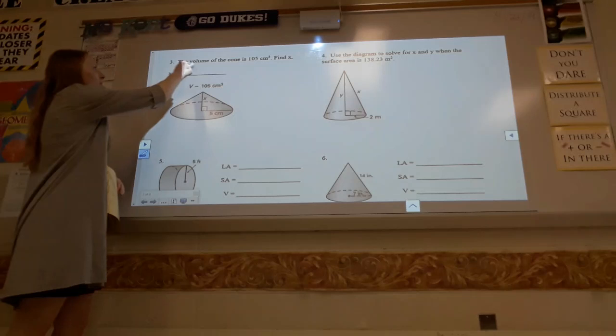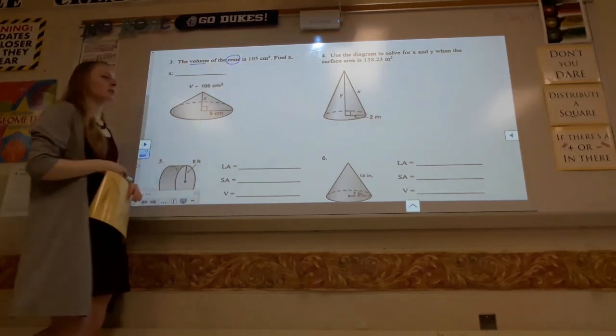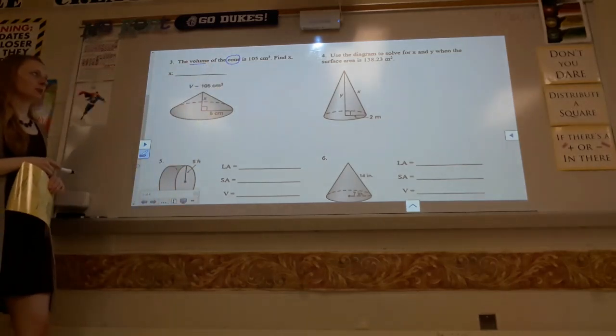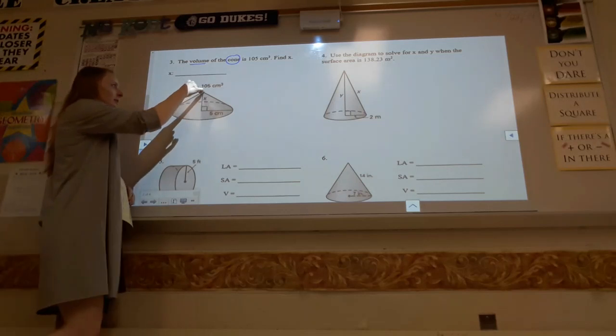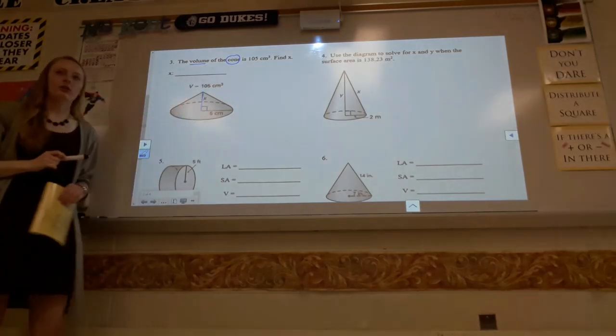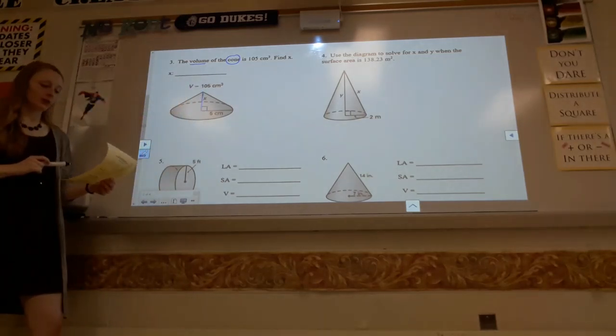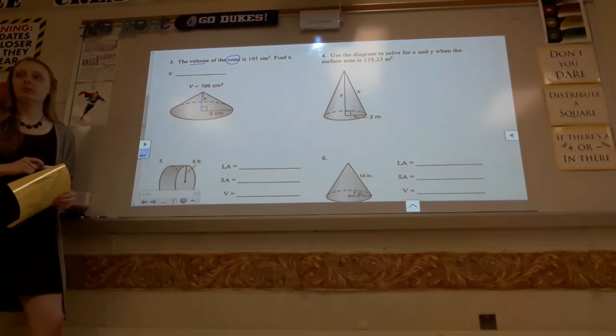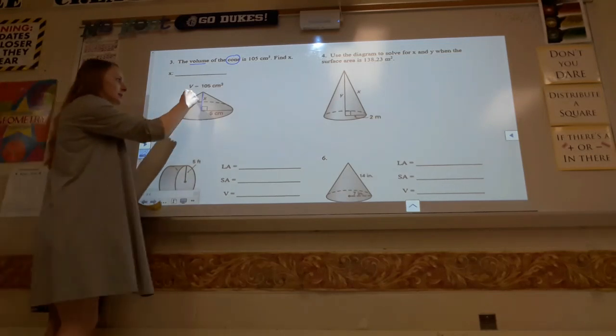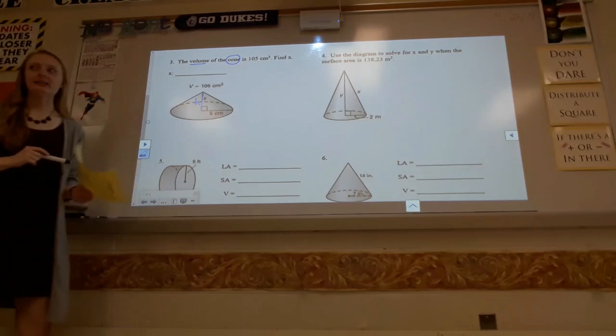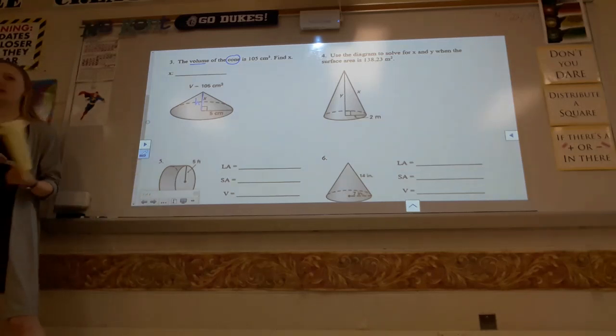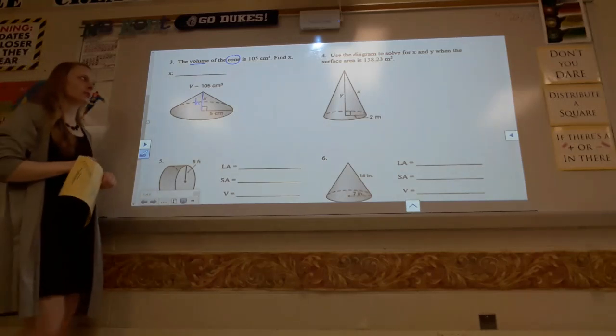So I'm giving you the volume of a cone, telling you that it's 105 centimeters cubed, and I want you to find x. Now I'm calling this x, but what would we actually call that? Like what would the variable be in the formula? Height. So instead of calling it x, I'm actually going to call it h, because that's true to what the formula says in terms of variables.